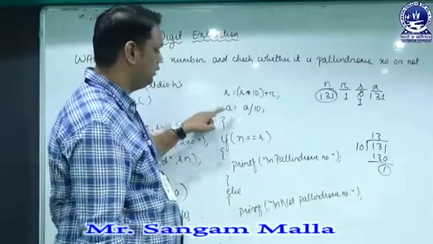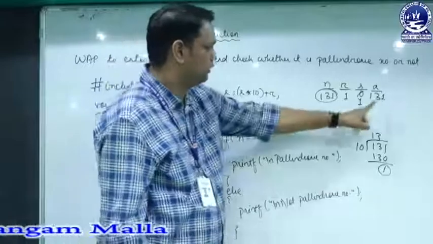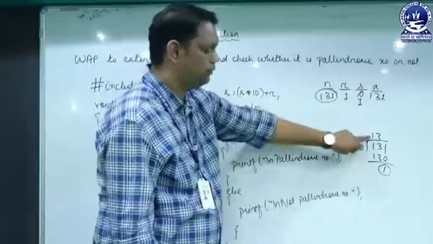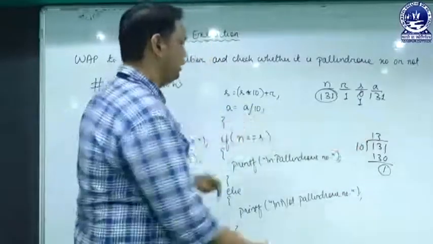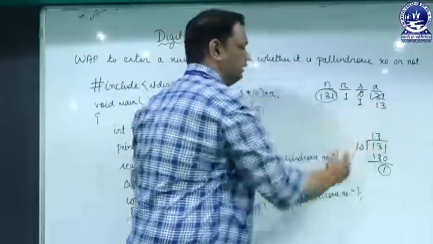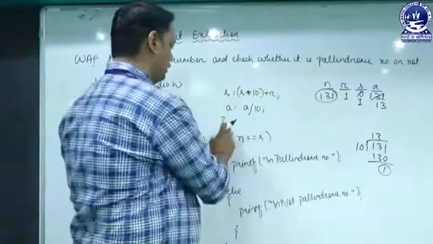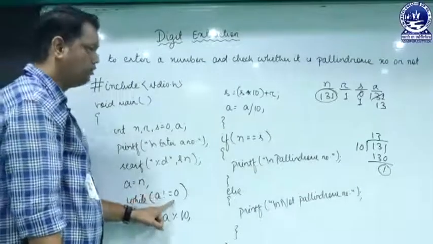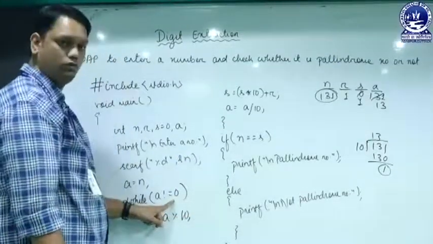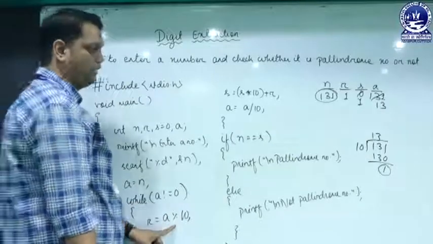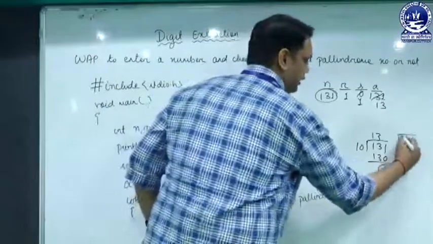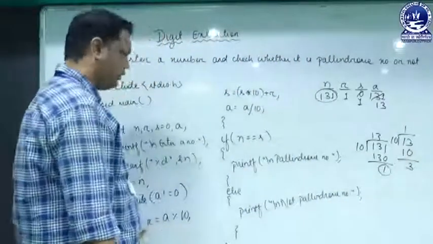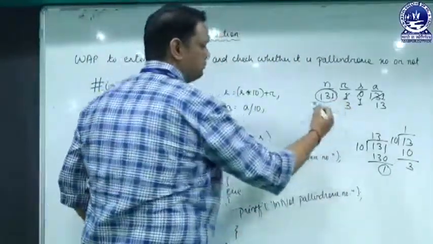It will come to here, a by 10. a is having 131. 131 divided by 10, and the division operator will return the quotient, that is 13. 13 will be stored in a. So a will have the value as 13. When it comes here, it will be redirected to the condition again. a is not equal to 0. 13 is not equal to 0. True. 13 will be divided by 10. So 10 ones are 10, and the remainder will be 3. So 3 will be stored in r.